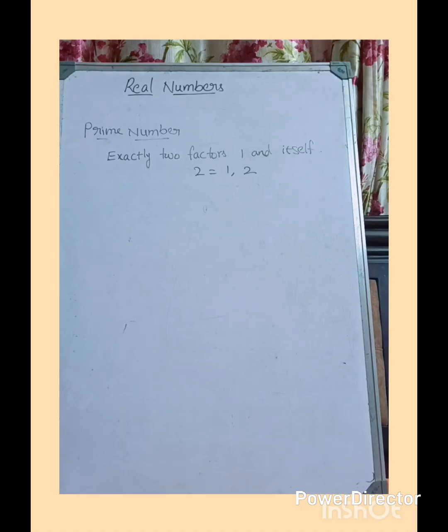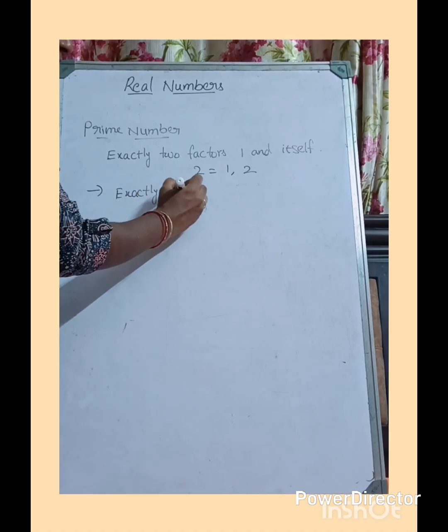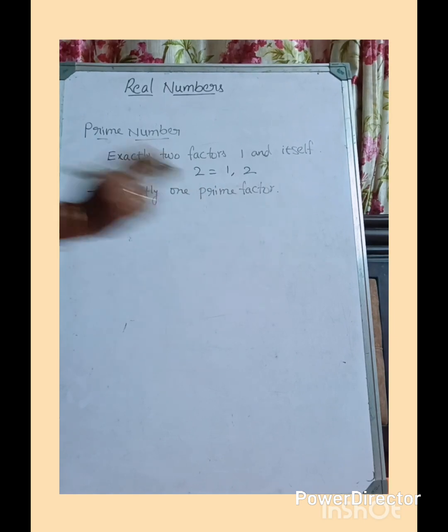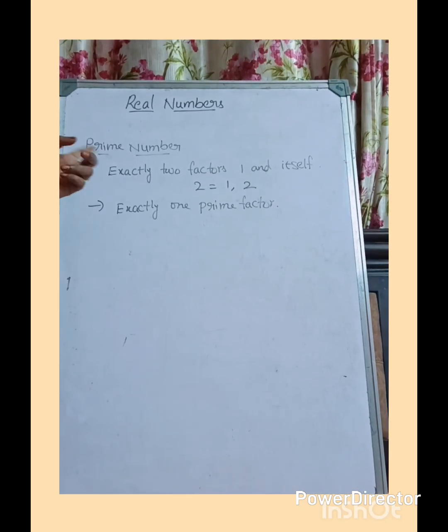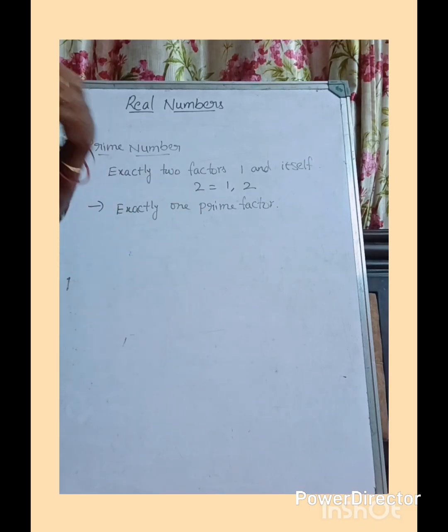And exactly one prime factor. One more definition we can give: exactly one prime factor. So as we understood, a prime number is what? Exactly 2 factors, 1 and the number itself. So for example 2, and the factors are 1 comma 2. And as per one more definition, exactly 1 prime factor, that is called what? Prime number. Correct?